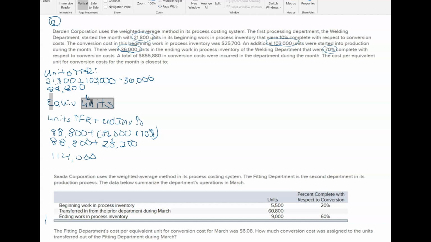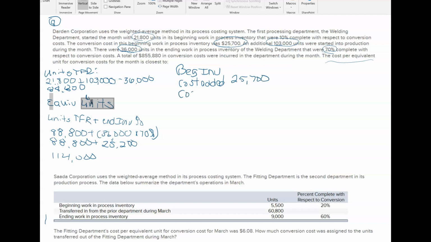Okay, now the question is asking the cost per equivalent unit. So we calculated how many equivalent units there were. Now we have to go through and calculate the cost. So we're going to take beginning inventory plus the costs added. Beginning inventory was 25,700.